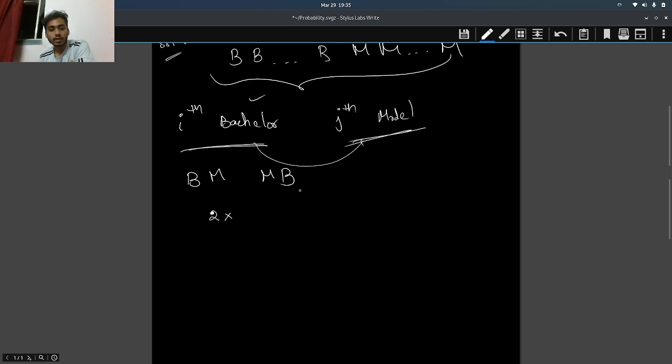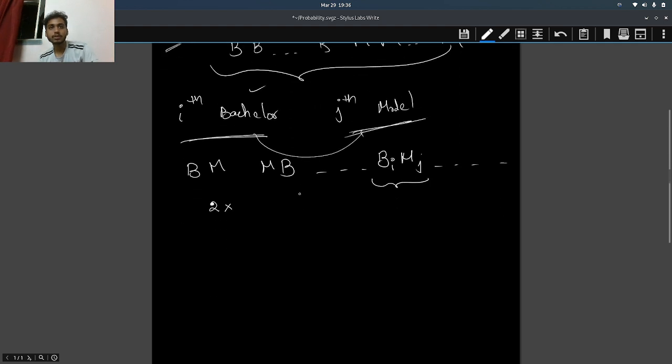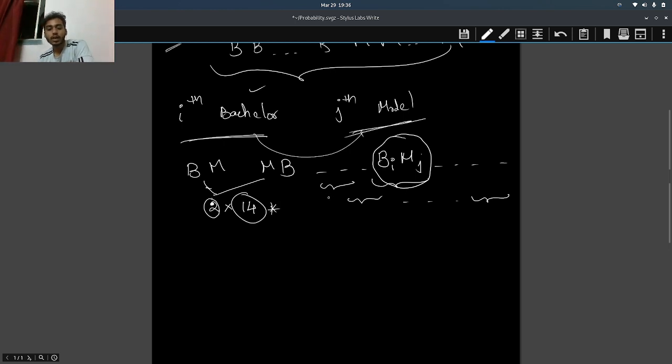Let's say the ith bachelor and model j are sitting together. Except for them, how many seats are left? 8 bachelors and 7 models, so 15 minus 2 is, how many seats do they have to sit? They have 14 seats basically. They can sit in 14 different positions, and two are the types, bm or mb. Except for them, there are 13 factorial arrangements of the other people, who can arrange themselves anywhere. We don't care.